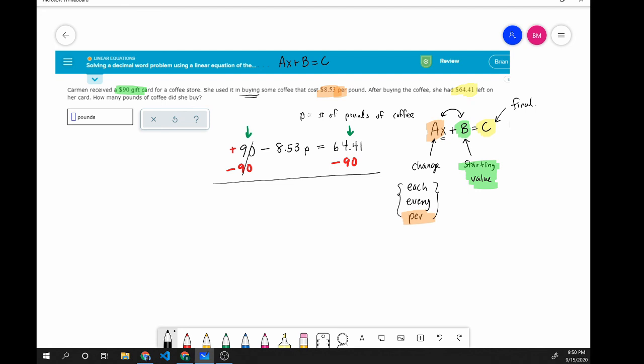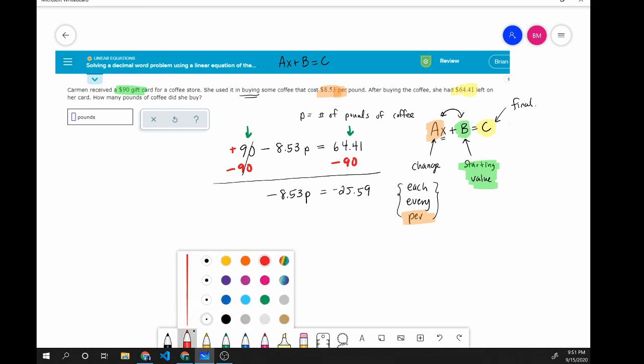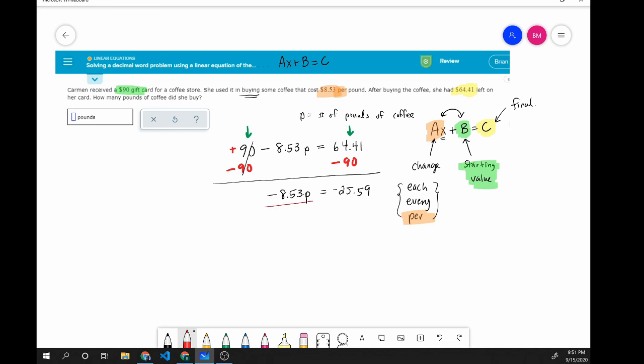That will go away. The negative stays with the 8.53, so negative 8.53. P is equal to, I'm going to do 64.41 minus 90. And it's a negative, that's okay. It's negative 25.59. Now this is a multiply, so I'm going to divide by the whole number here with the negative, so negative 8.53.